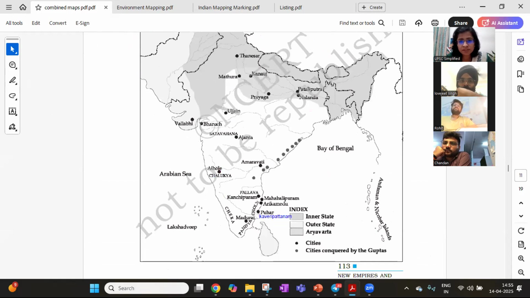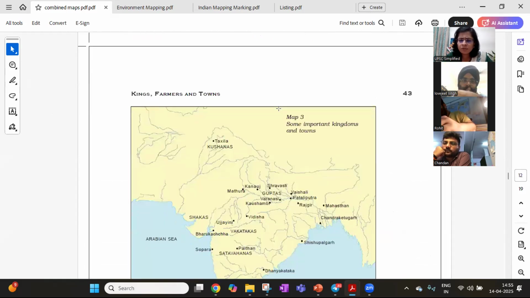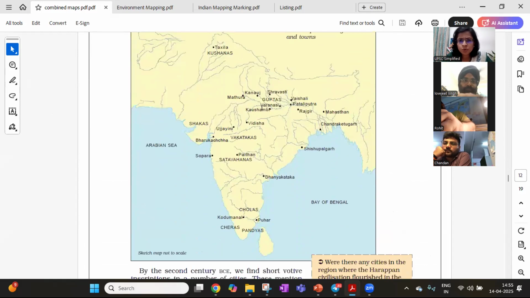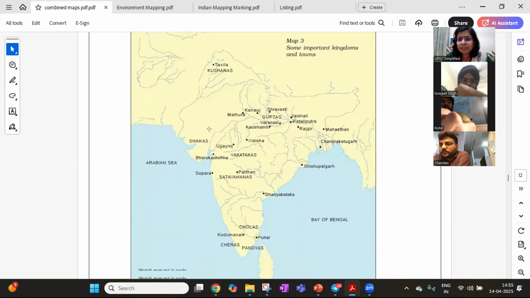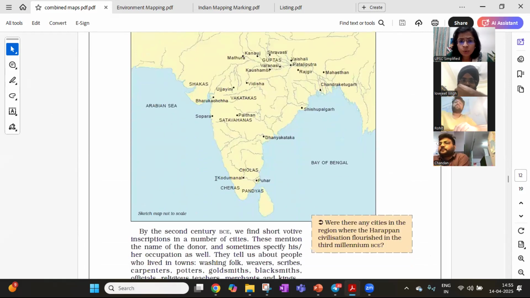Mahabalipuram is here, Kanchipuram is here. Okay, Aihole is here, right? Then Vallabhi is here, Mathura is here. Right? All this, just keep on seeing it for 10 minutes. Kaushambi. This is the map of some important kingdoms and towns. You can see Kodumanal.